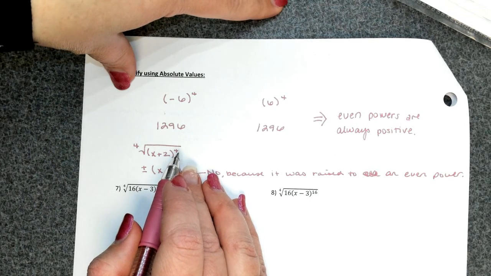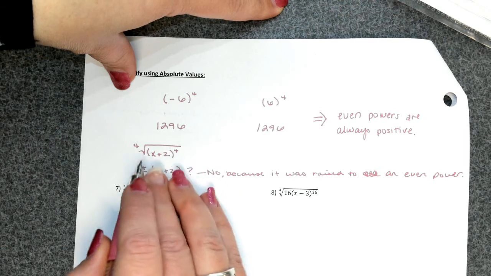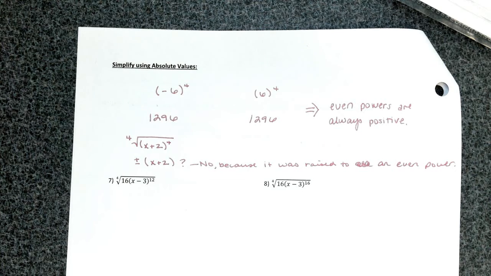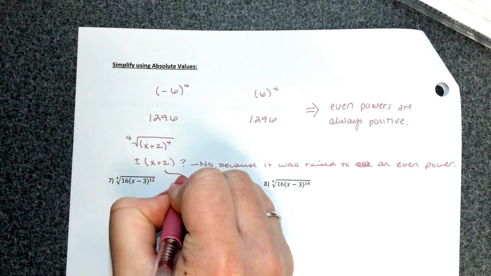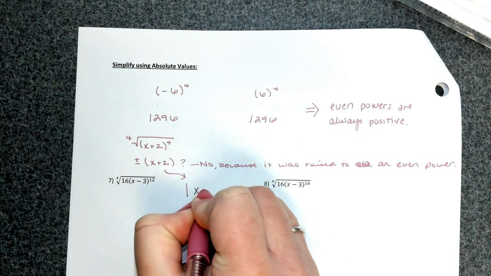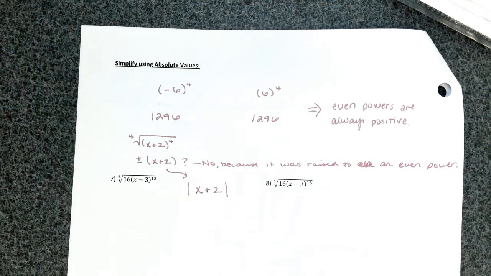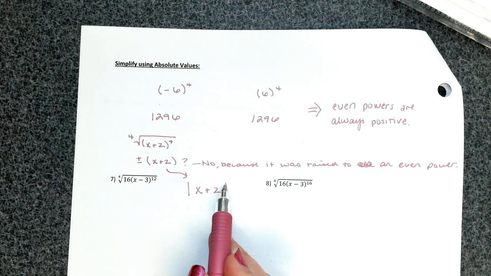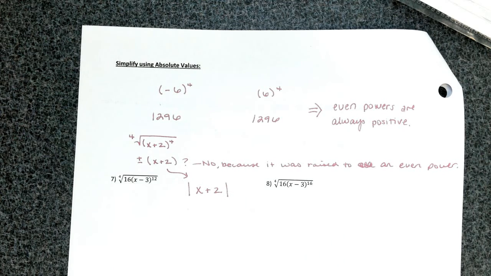Since it was originally raised to 4, we knew it had to be a positive. So when we take the fourth root of it, it still has to be a positive. So what we do here instead is we use absolute value brackets to show that that has to be a positive answer. Okay? So you use this when you went from an even power to an odd power, because you were at 4 and then you went to 1. You kind of see that? So we'll do 2 examples here and actually simplify them and show you the difference.